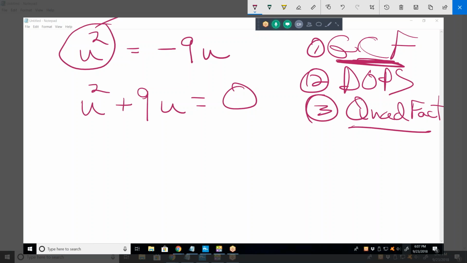Is there a greatest common factor here? With our equation right here, is there a greatest common factor? Don't forget the variable. Everybody forgets the variable. I don't know why everybody forgets the variable. Can I not factor out a u? Okay, so what do I get when I factor out a u? U times what? What's left over?